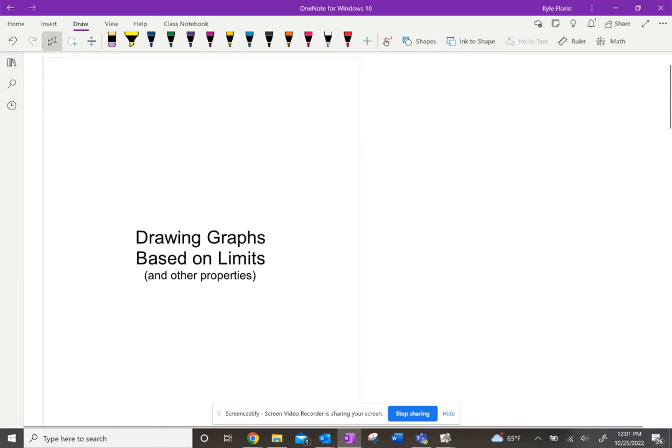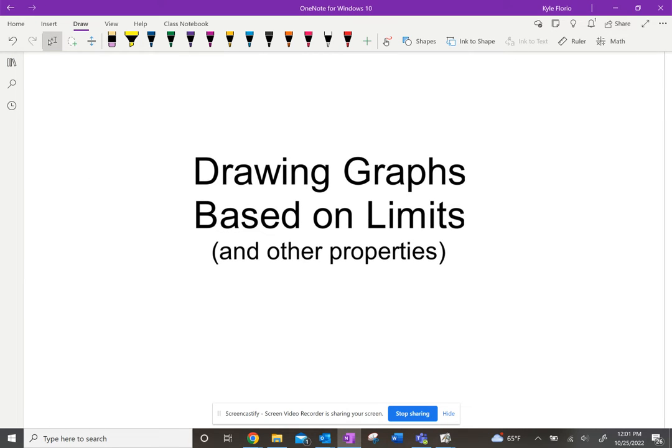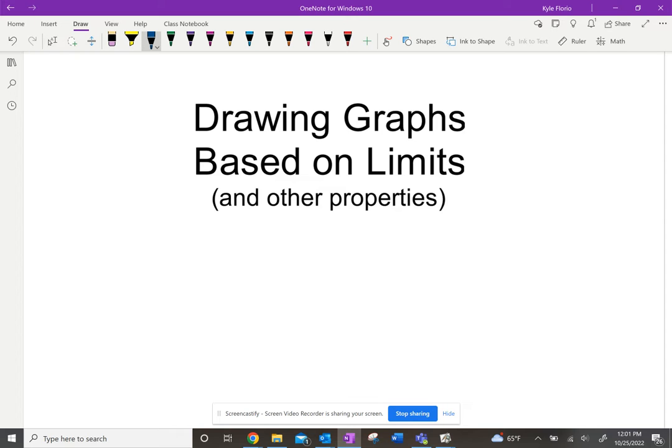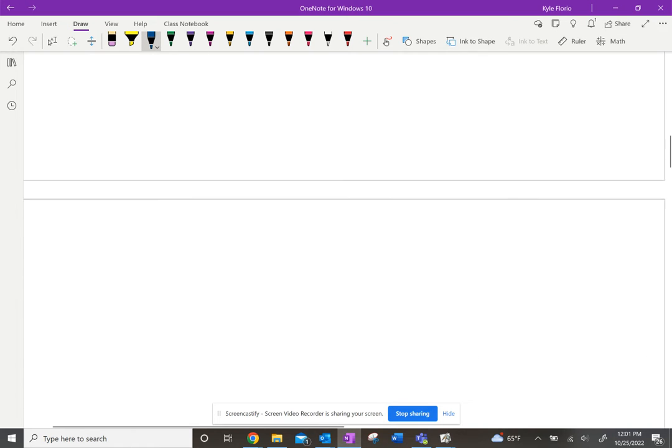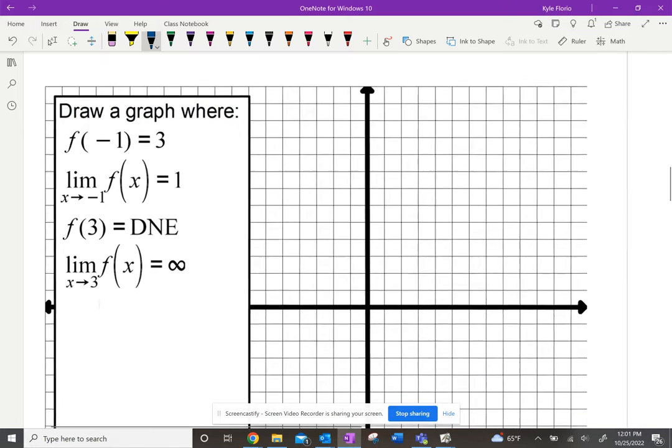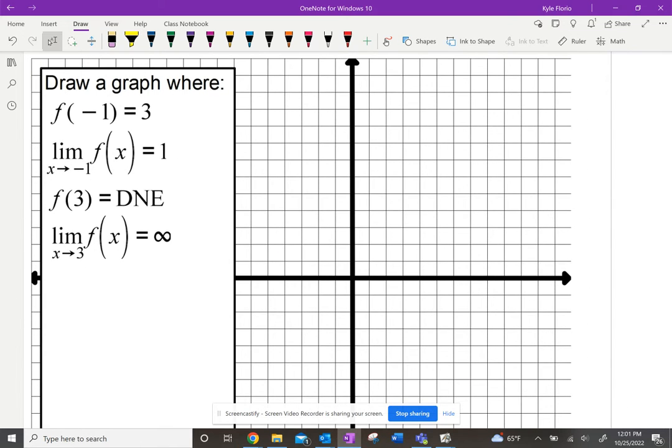Welcome, Calculus. You're going to take notes on drawing graphs based on limits. There are no new techniques here. It's just putting together things that we know about limits and seeing if, when you give me some information about a graph, I could sketch a graph with those properties.